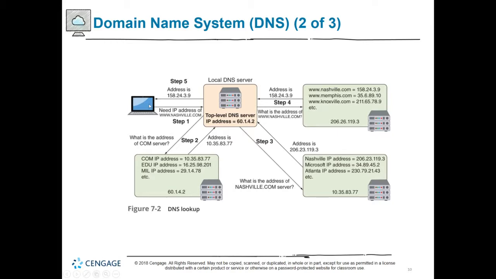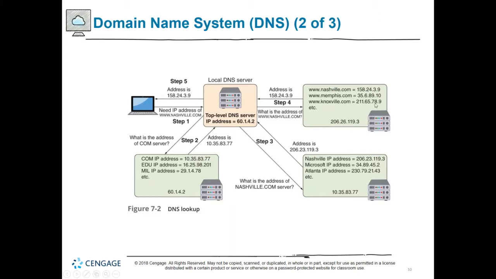So when you go in and type in, say, google.com, the same process happens. You go to your local DNS server and ask where the .com servers are. It goes and finds that information. In this case, it's 10.35.83.77. So then it goes and looks for that IP address, would find google.com, and then look for www.google.com.